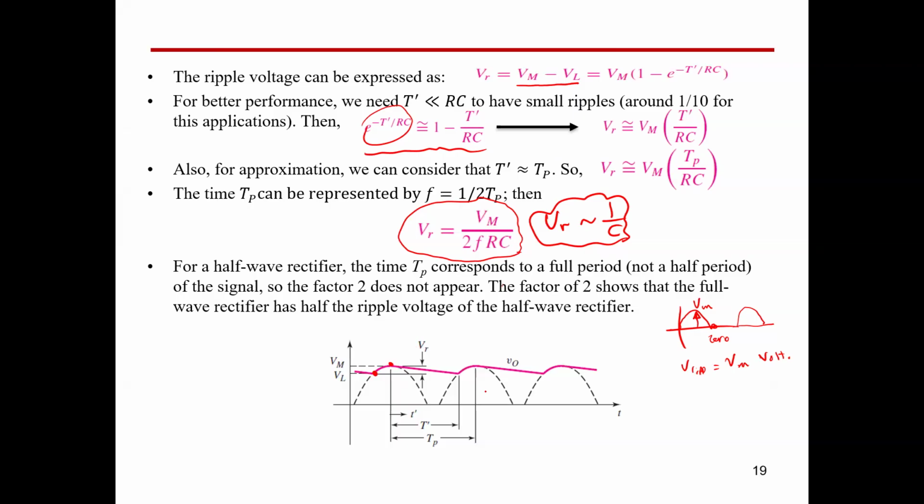Okay, nice. So now we can say V ripple equals V maximum times Tp, which is nothing but the time of half a period. So 1 divided by 2 times the frequency. So we replace Tp here by 1 divided by 2f, and then we divide by RC. So this is now the relation: V ripple equals V max divided by 2f RC.